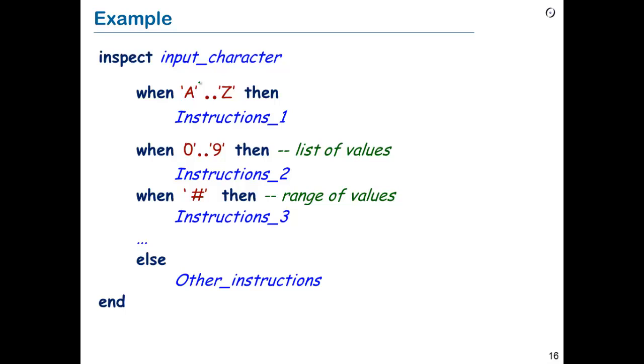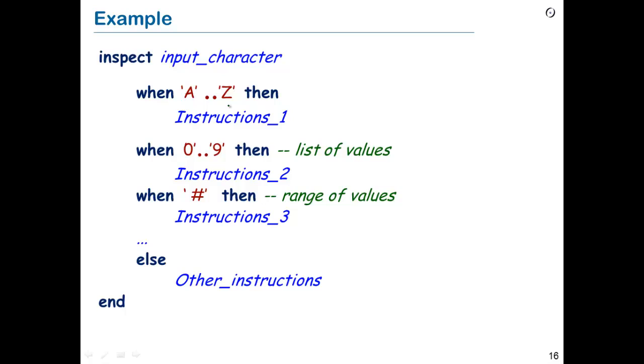We have a certain input character which is of type character. If that character is an uppercase letter, then we execute instructions 1. If it is a digit, we execute another set of instructions. If it's the hash sign, we execute instructions 3. You can see in the first two cases this use of an interval.